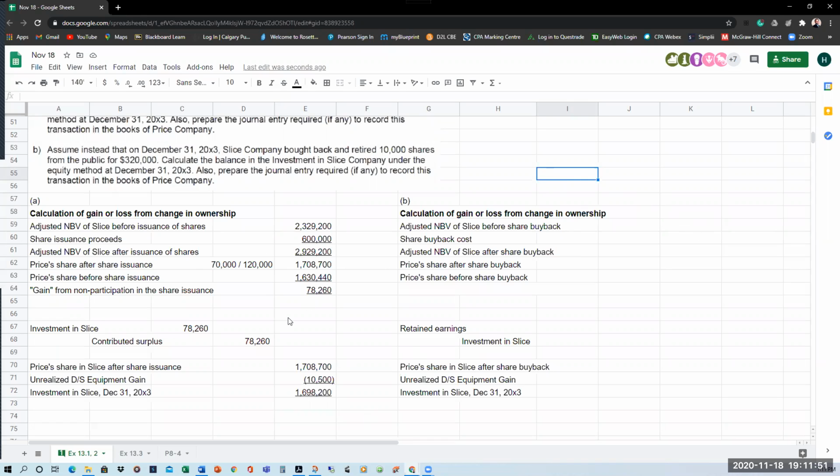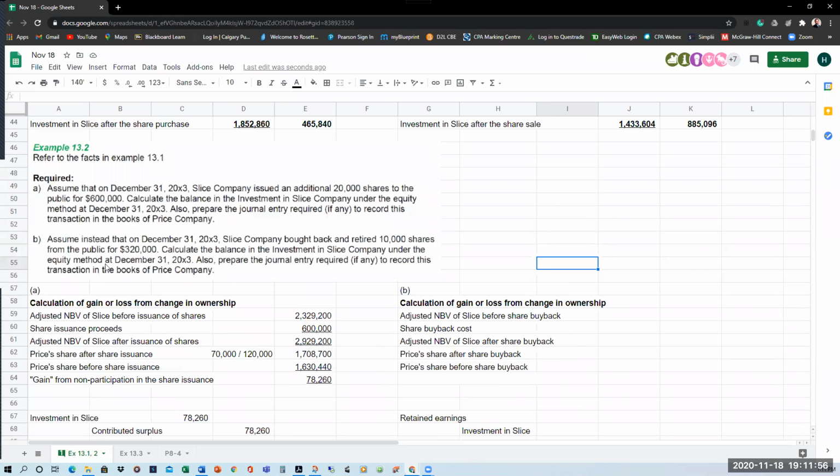All right, so if you folks got this, then it should be an easy enough move to the next part. Assume instead that Slice Company bought back and retired. So in Canada, federally, companies have to retire reacquired shares. There are some jurisdictions that actually allow them to keep treasury shares. So if you got a question on the exam and it didn't say retired, just assume that the shares that are bought back are retired. All right, because that's the federal requirement.